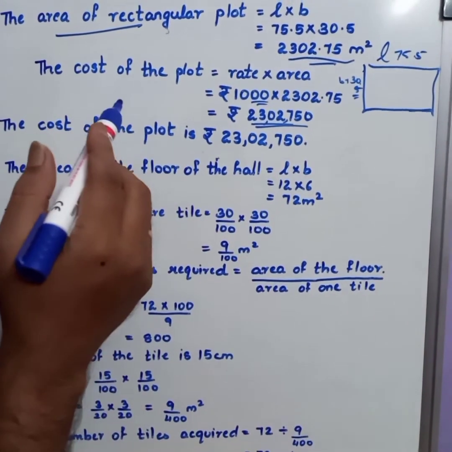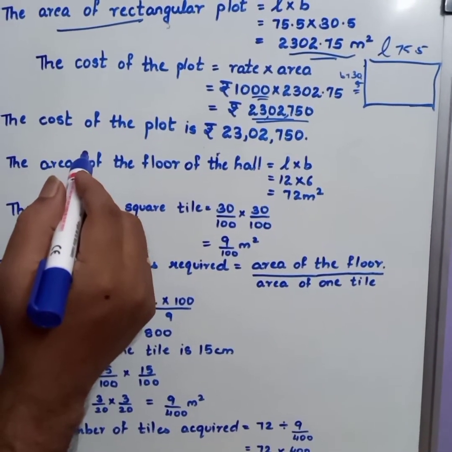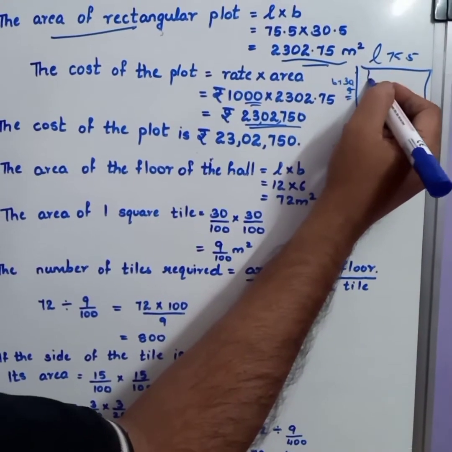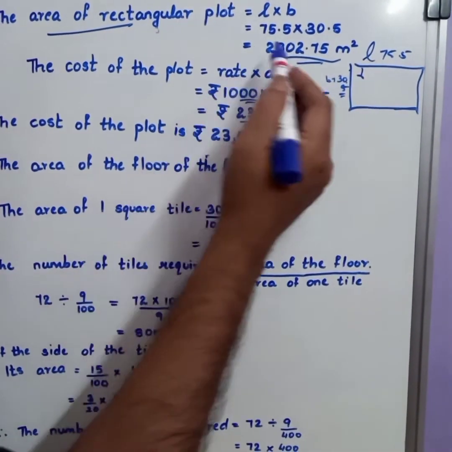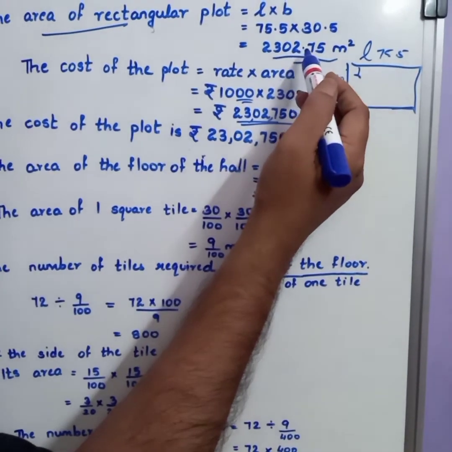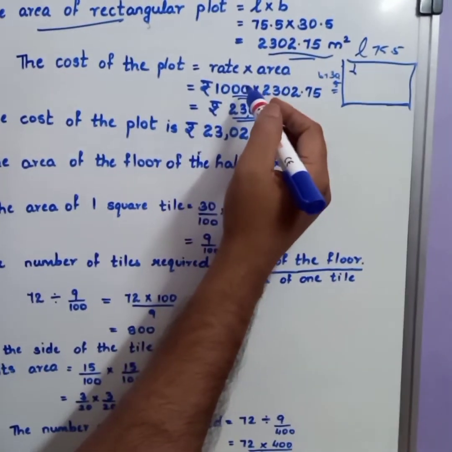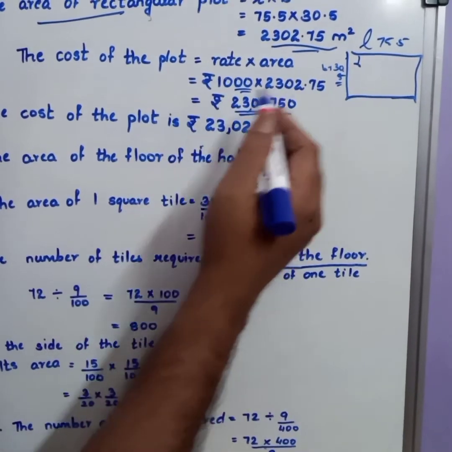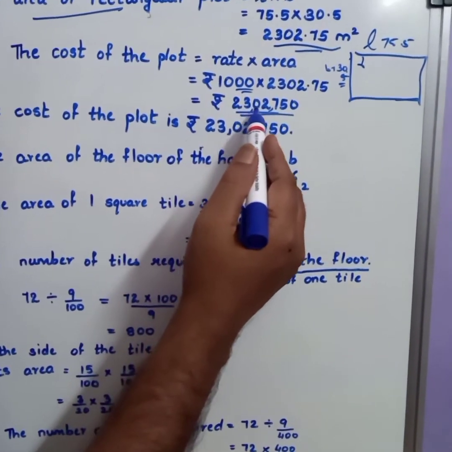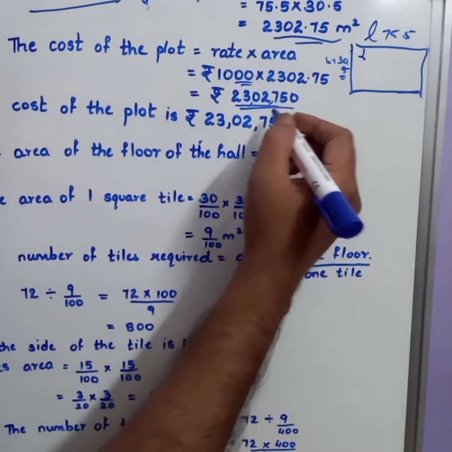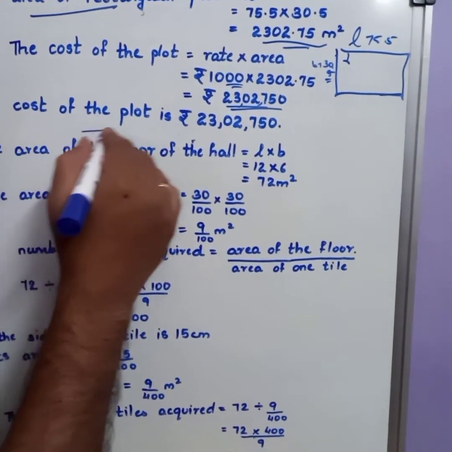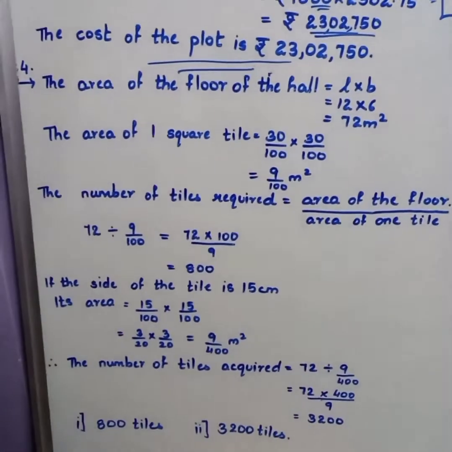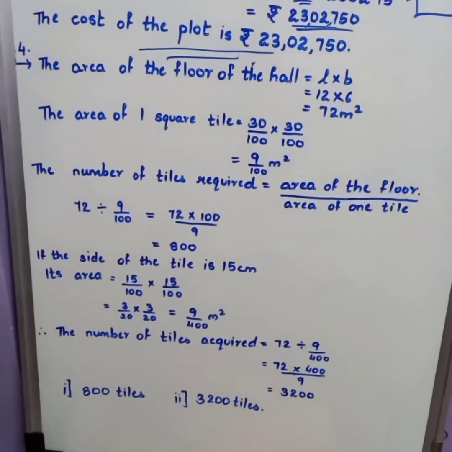Now they have given one more condition. What is that? The cost of the plot at the rate is 1000 per square meter. For 1 square meter it is 1000 rupees. So for 2302.75, how much is it? So it is 1000 into 2302.75. If we multiply that, it comes up to 23,02,750 rupees. So the cost of the whole plot is 23,02,750. Now we'll go for the next sum.